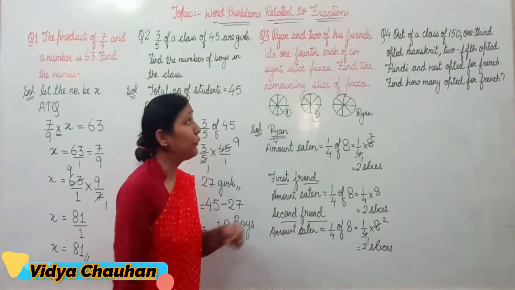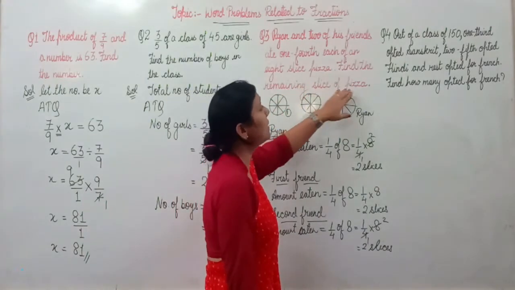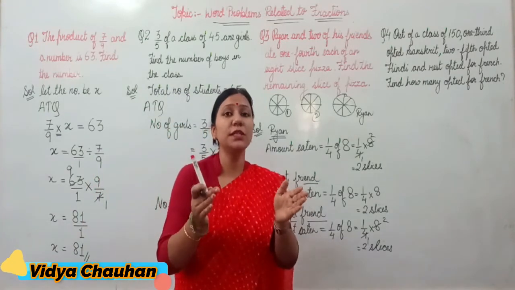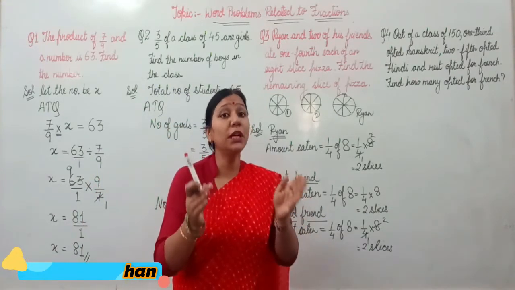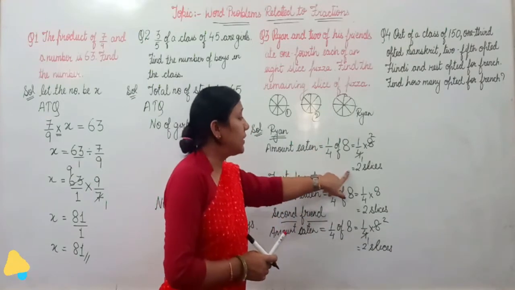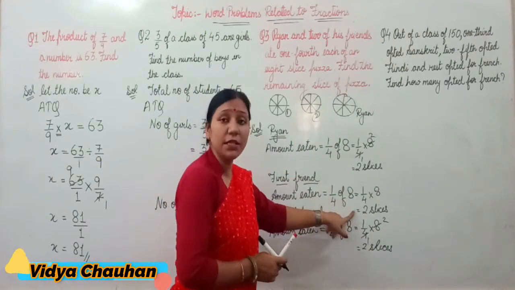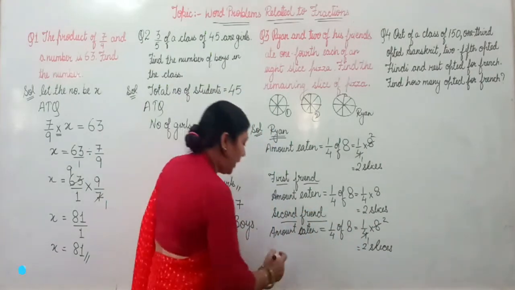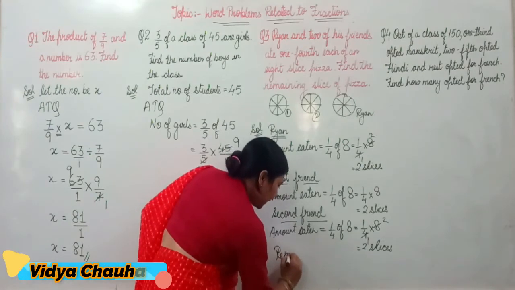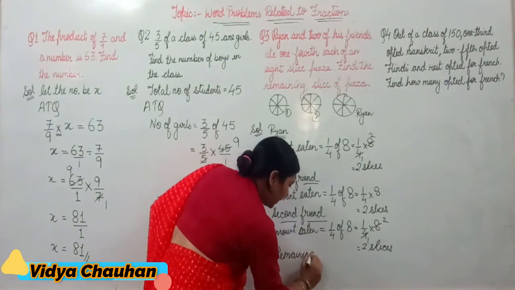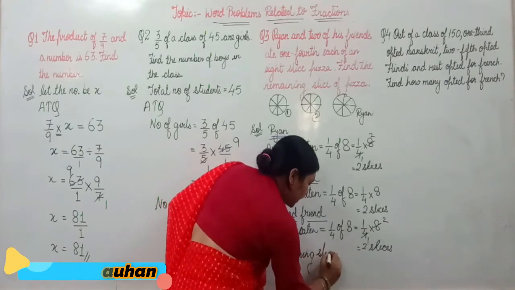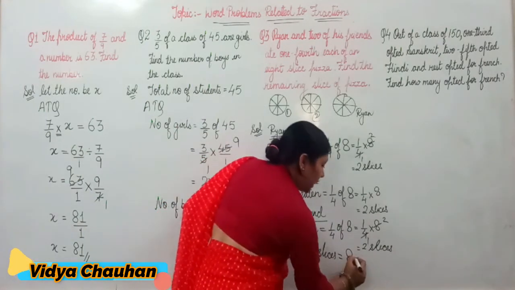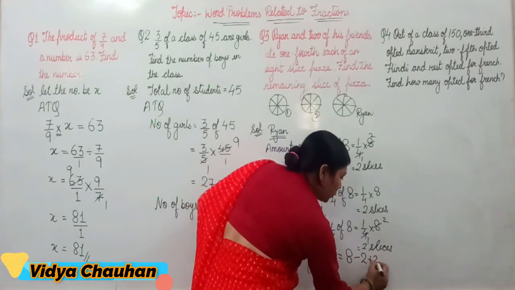Now what you have to find is the remaining slices of pizza. How many slices are left? Out of total 8 slices, 2 slices were eaten by Rayan, 2 slices were eaten by the first friend and 2 slices were eaten up by the second friend. So how many slices will remain here? The remaining slices will be equal to the total number of slices, that is 8 minus 2 plus 2 plus 2.